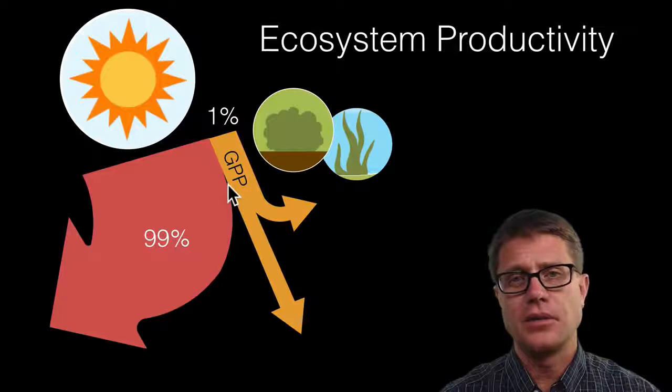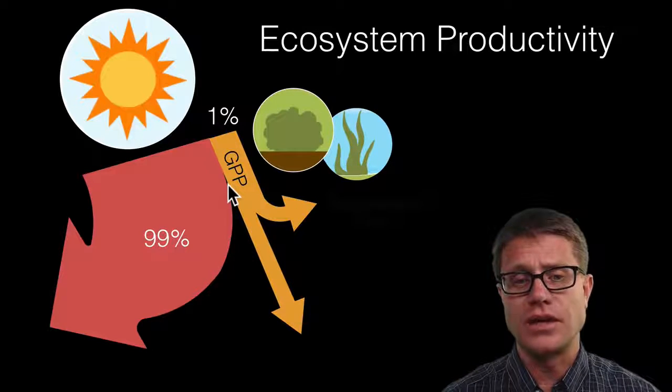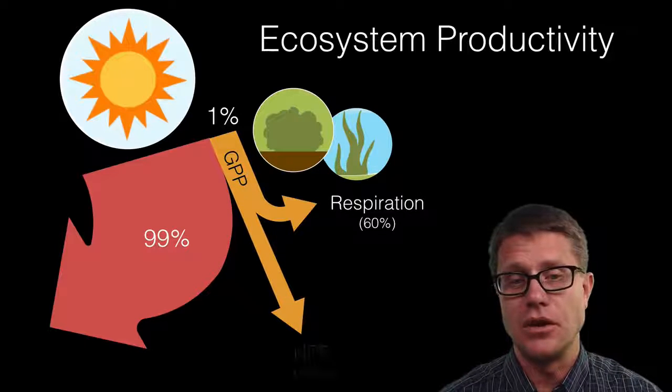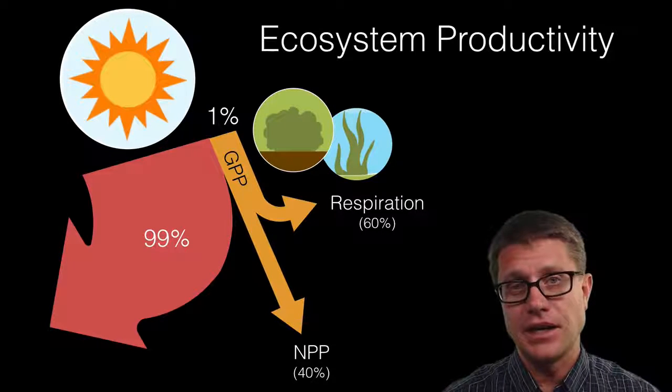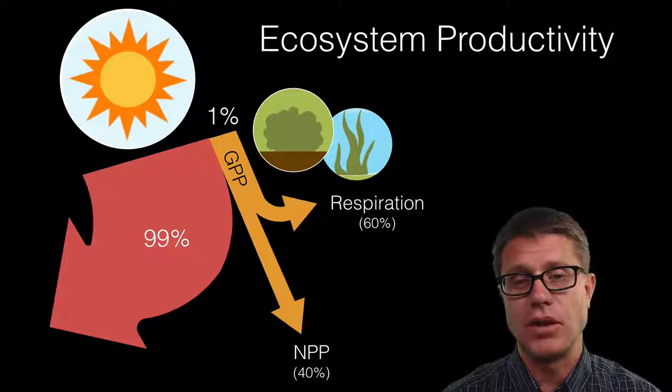Now, what's the plant going to do? It has to survive. And so it's doing respiration. That's where most of the energy goes. And a small percent of it goes to what's called the net primary productivity. That's the amount that the plant gets if we subtract the amount that it used for respiration.